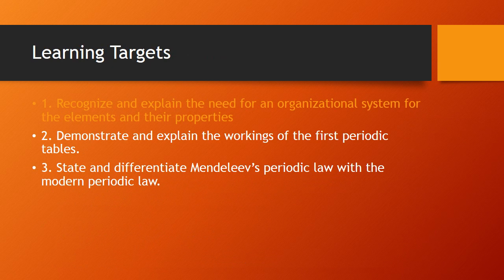So that's the first learning target. We've seen why we need to have an organizational system for elements and their properties to go along with them. So now we want to be able to demonstrate and explain the workings of the first periodic tables that came to existence.